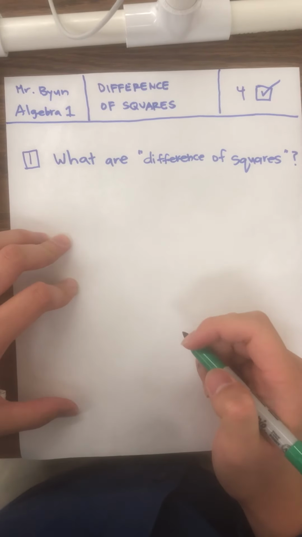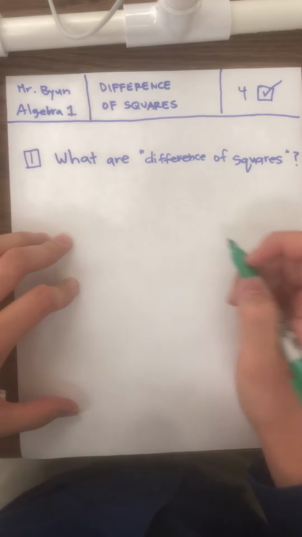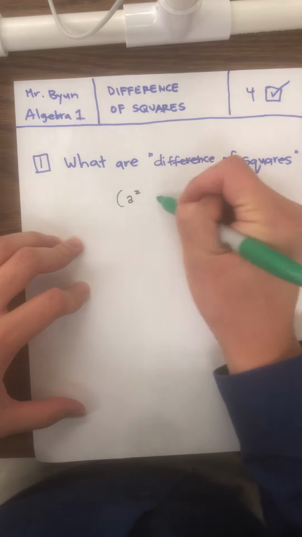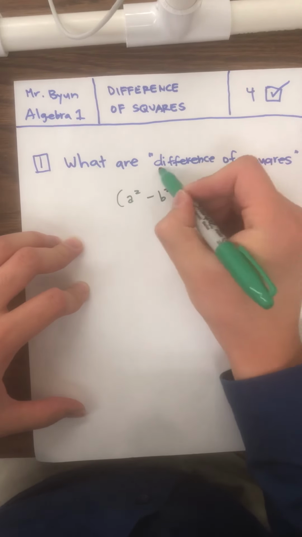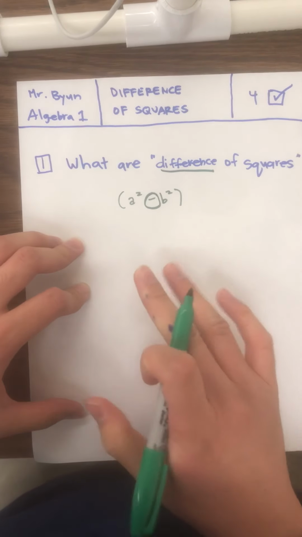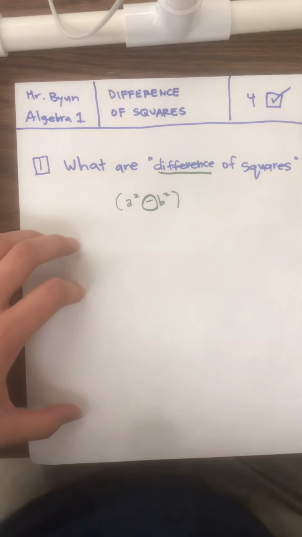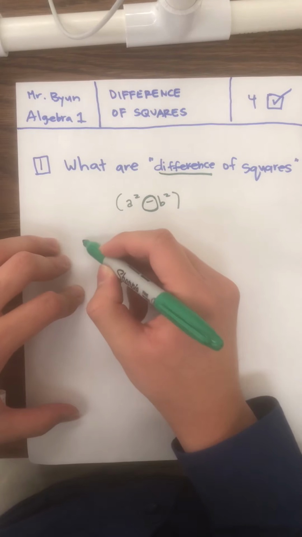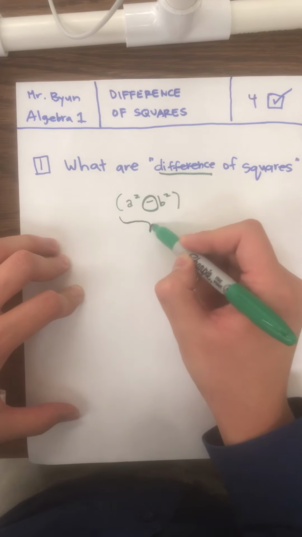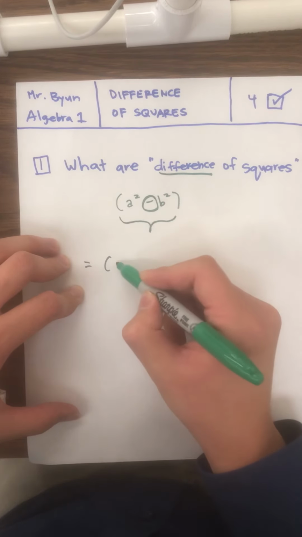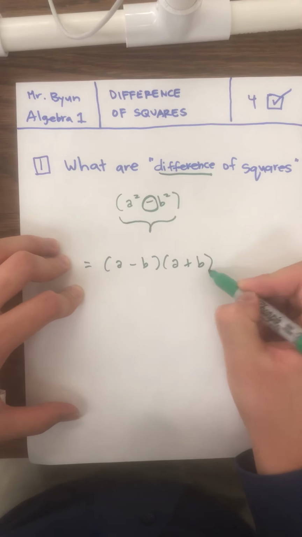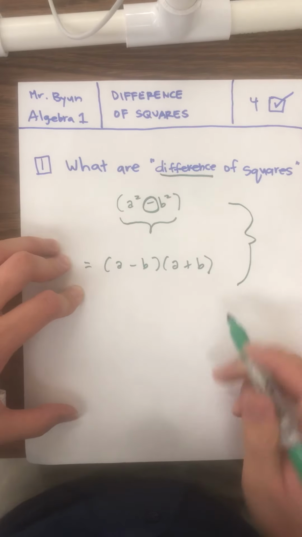Today we're going to be talking about difference of squares. So what are difference of squares? Difference of squares is anything in the form a squared minus b squared, hence difference, right? Because difference means we're subtracting. So this is what difference of squares is. Difference of squares is used when we're factoring. So anything in this form is equal to a minus b times a plus b. So this is the formula we're going to be learning today.